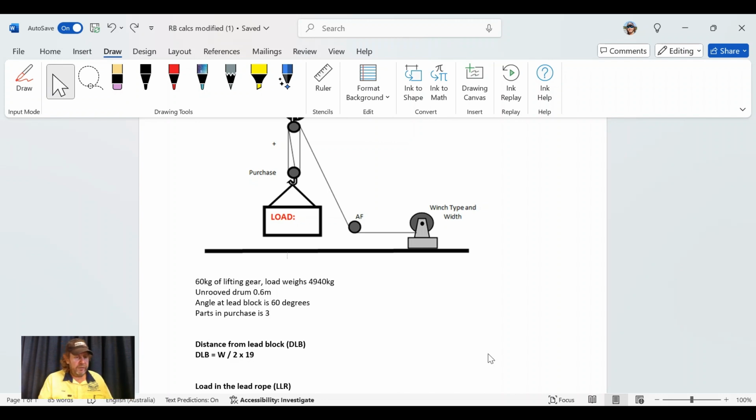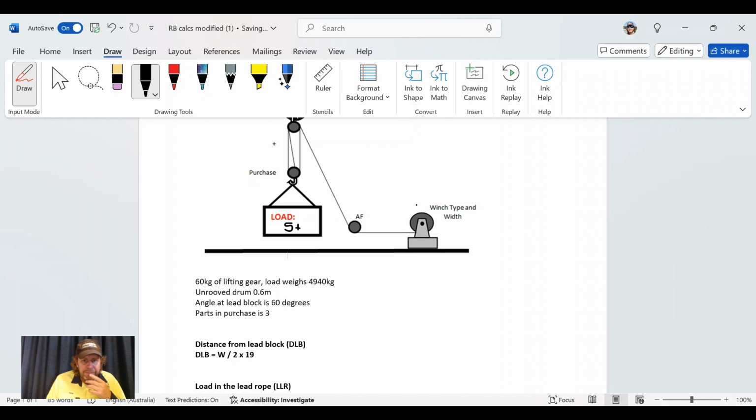5,000, and we'll convert that to tons. What we'll do is we will put that in here: 5 ton. Now we know how much it weighs with the gear and the actual load.